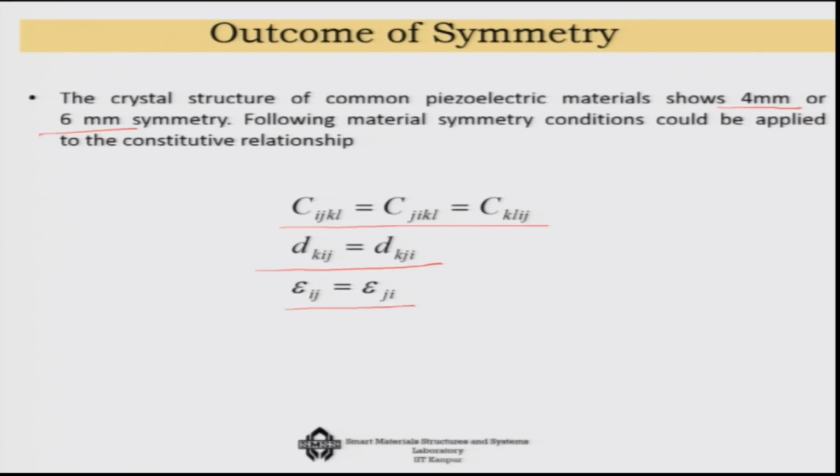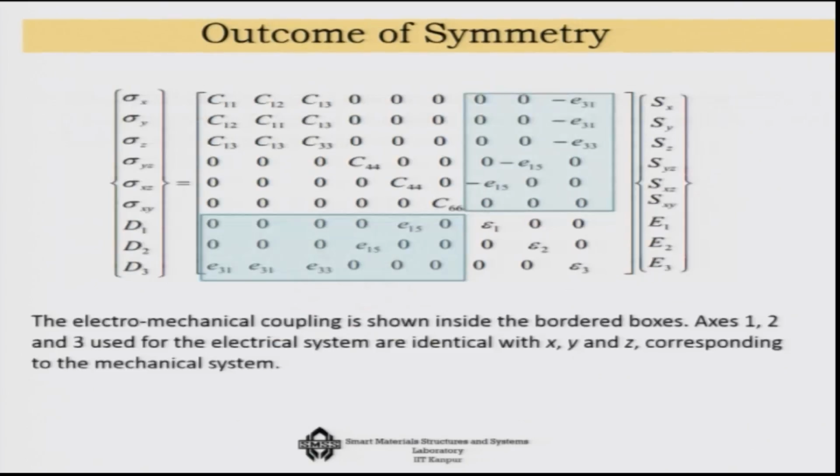So, if I use this symmetry condition, then our relationship becomes much simpler. This is the generic relationship. If you look at it very carefully, the first 3 terms, sigma x, sigma y, sigma z, are normal stresses, and these are the shear stresses. D1, D2, D3 are the electric field displacements.